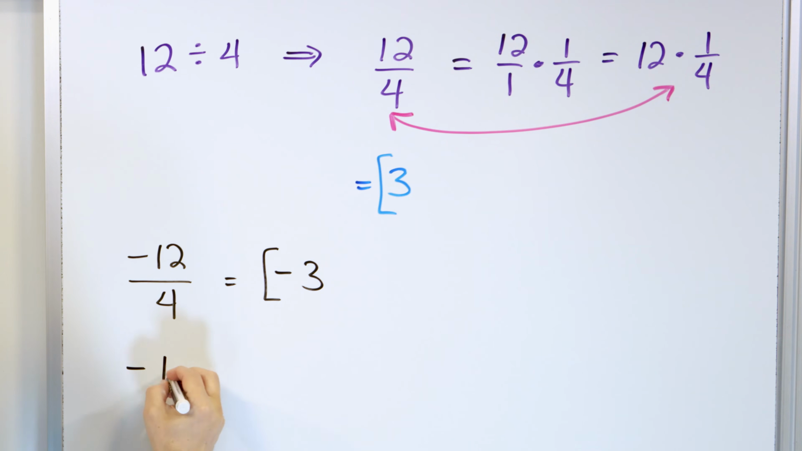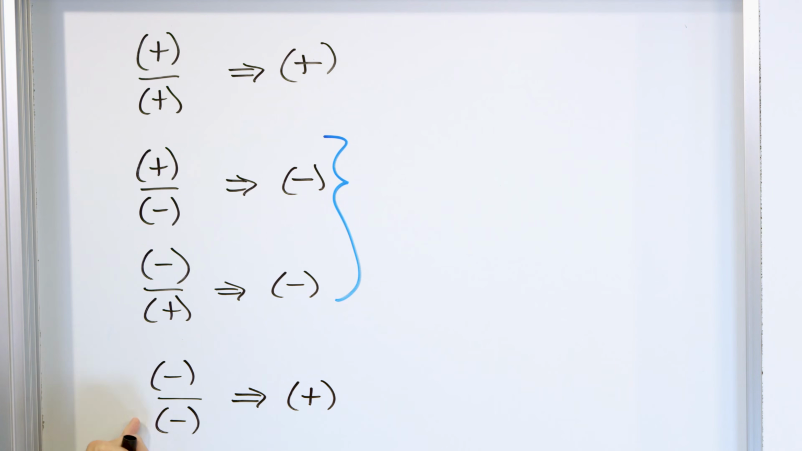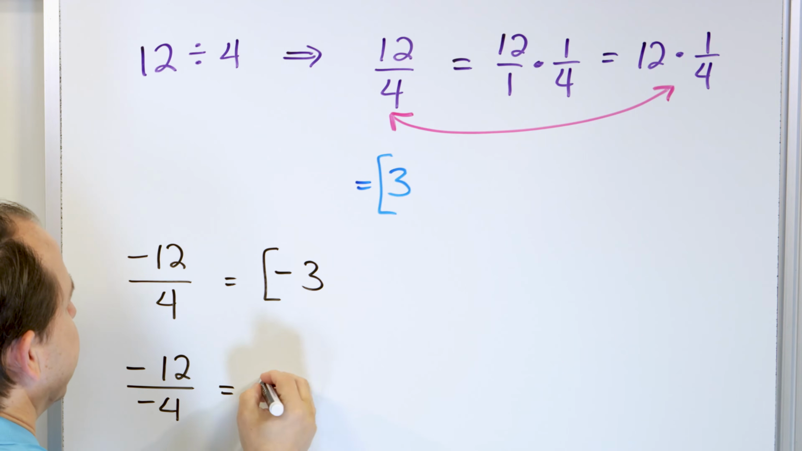And then we'll take a look at the last one here, negative 12 divided by negative 4. Here we have 2 negatives. And so again, if the signs are the same, negative divided by negative, we get a positive. And so this is going to get a positive 3.